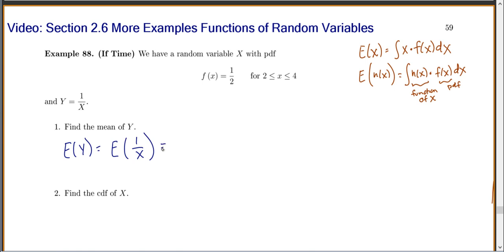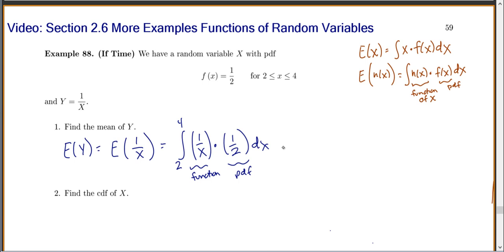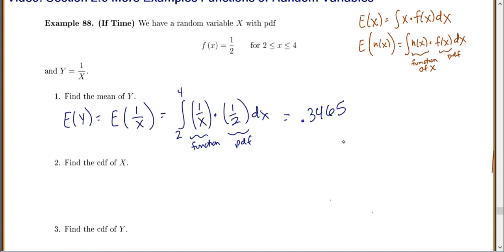So to find the expected value of 1 over x, we will just integrate and we put in our 1 over x times the PDF. Okay. So this is our function of interest. This is our PDF dx. Now, when we do this, we need to integrate from 2 to 4. You always keep your bounds the same. Okay, so from 2 to 4. This is going to give me 0.3465. So that's the expected value of y, where y is a transformation of x.